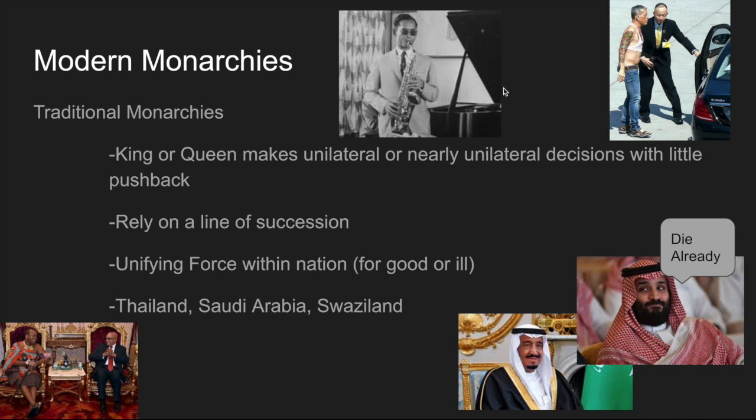So they can be a unifying force within the country. They can help modernize a country. That's what the king of Saudi Arabia did. He was regarded as a pretty good king. Relatively speaking, Saudi Arabia is still super oppressive. But his son, Mohammed bin Salman, who you've probably heard of, clearly wants his dad, or I'm sorry, his grandfather at this point, to kick the bucket and die. This is the guy who's going to be taking over. He's a unifying force within the country for good and for ill.